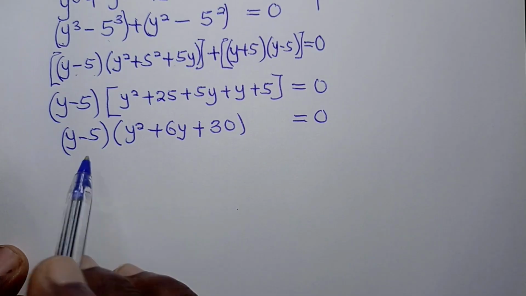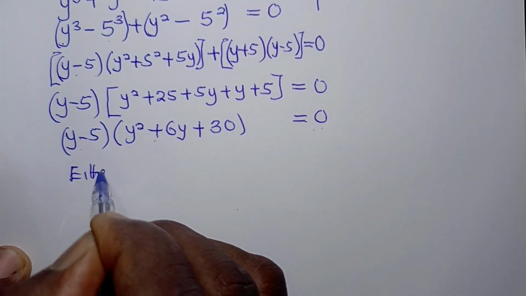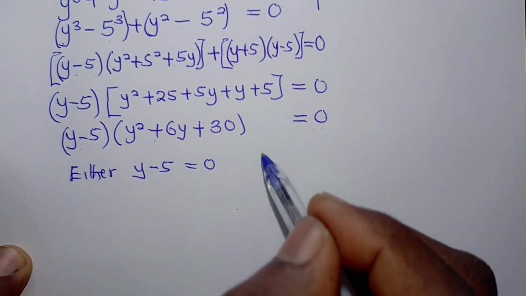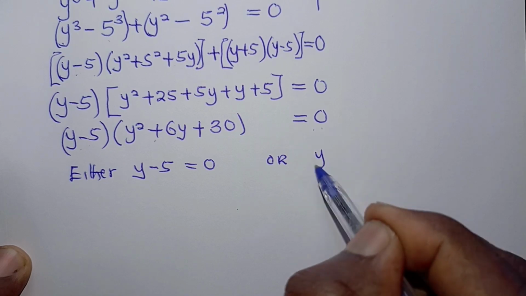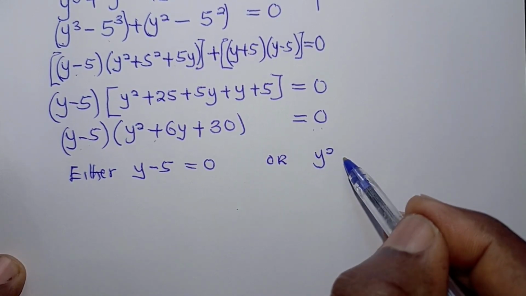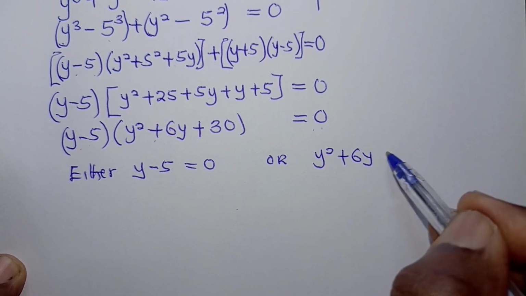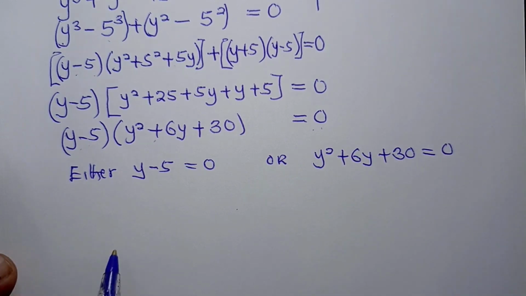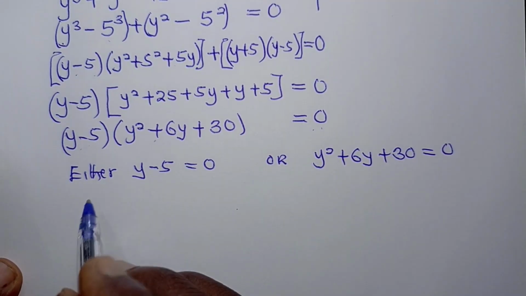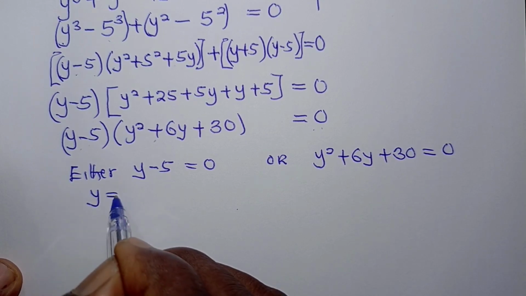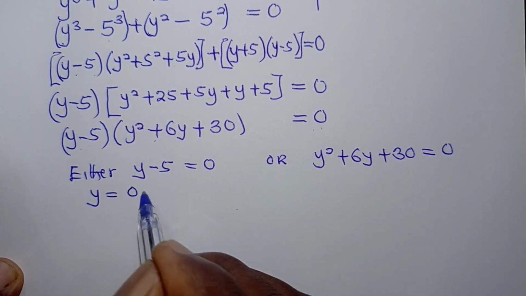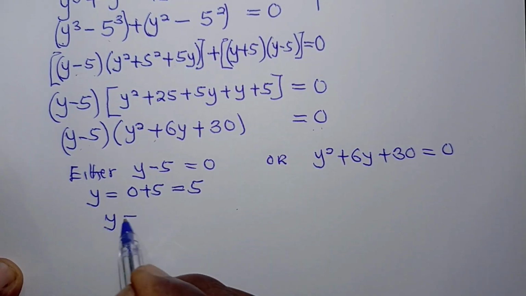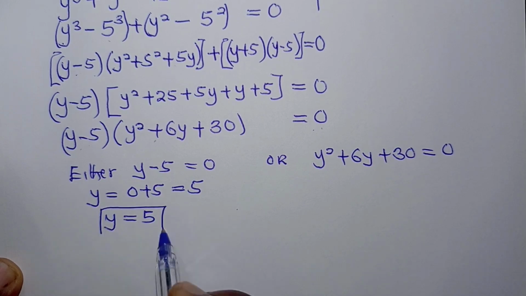Okay. So I said we either have y minus 5 equals 0, or we have y squared plus 6y plus 30 equals to 0. So from this, we can conclude that y is equals to 0 plus 5, and that is equals to 5. So here, y is equals to 5. That is our first answer for y.